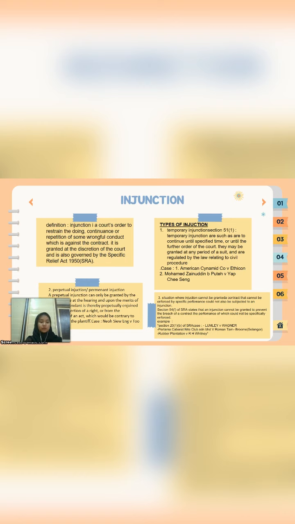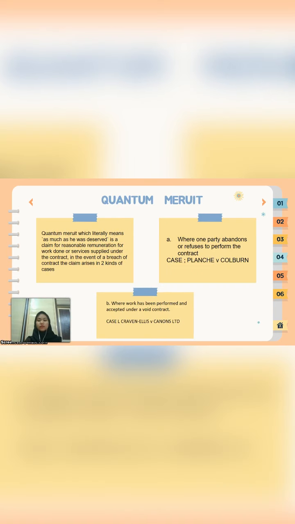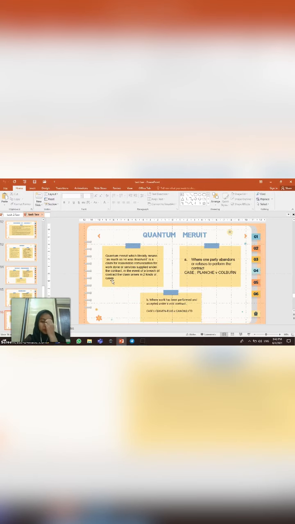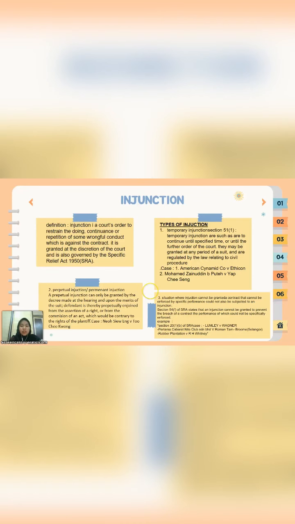So, the temporary injunctions are such as are to continue until a specified time or until the further order of the court. They may be granted at any period of a suit and are regulated by the law relating to civil procedure. So the purpose of the temporary injunction is to preserve the status quo pending the resolution of a legal action.